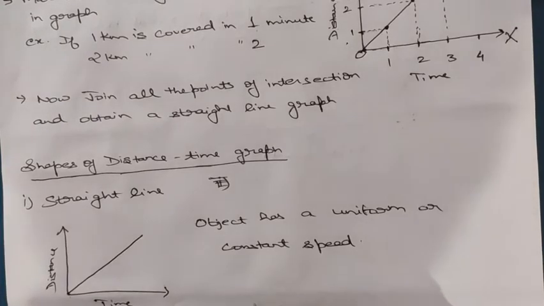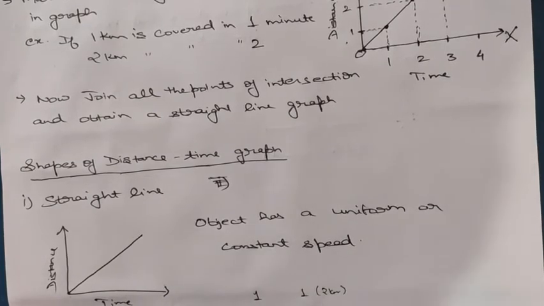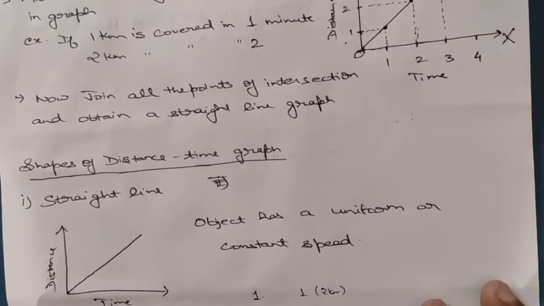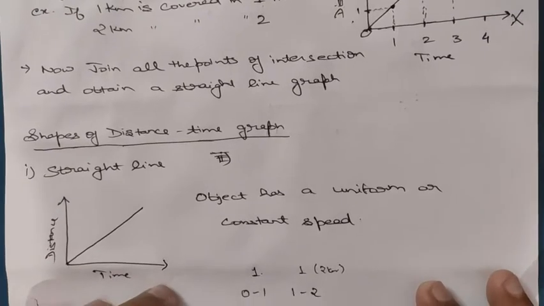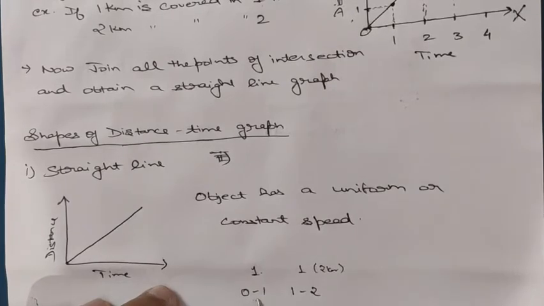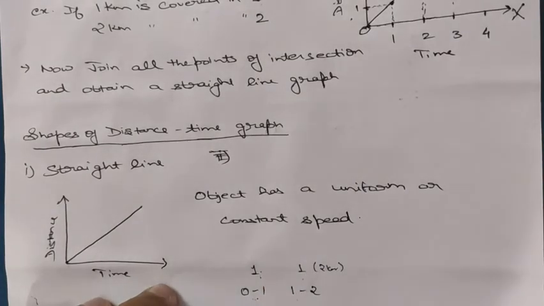For example, in 0 to 1 second it travels 1 kilometer. From 1 to 2 seconds it covers another 1 kilometer, so the total becomes 2 kilometers. So this is what it has to say: the object has a uniform constant speed. What will be the speed? Distance covered divided by time taken, 1 by 1, which is 1 kilometer per minute. Getting it? In every equal fixed interval, for example 0 to 1 second, the distance covered is 1 kilometer, and from 1 to 2 seconds, the distance covered is 1 kilometer. So we say the object has a uniform or constant speed.